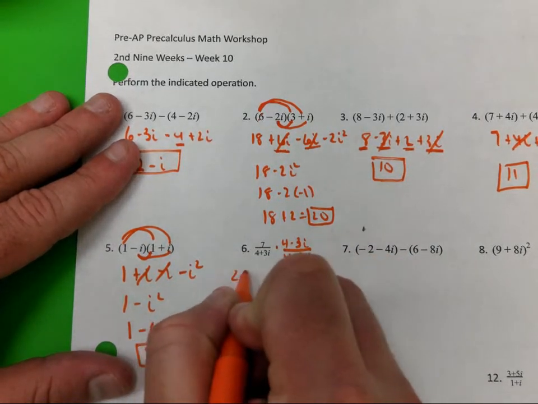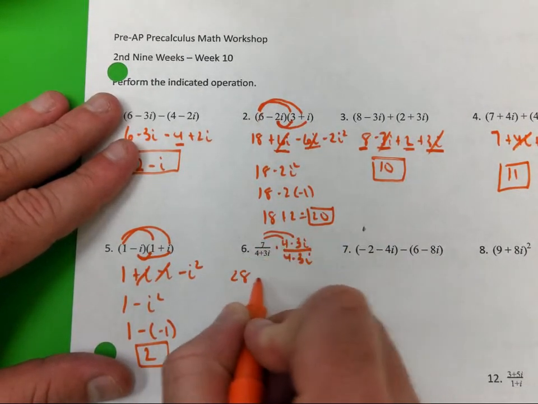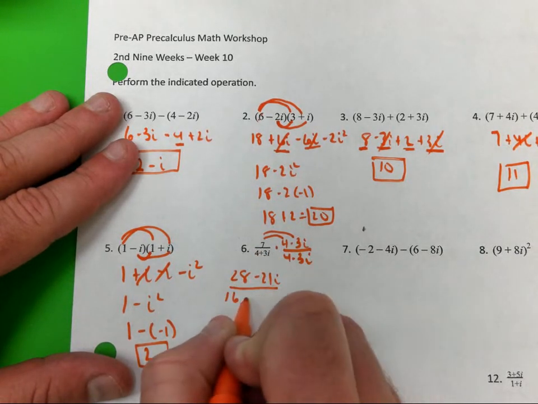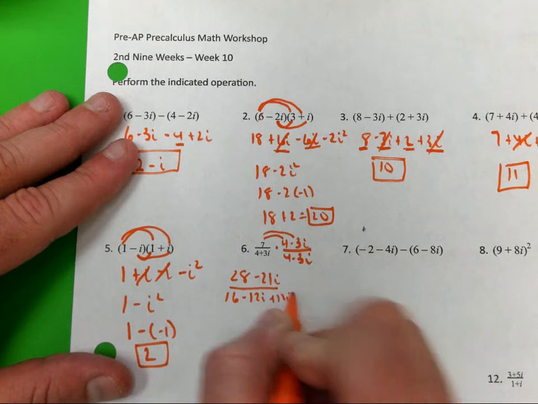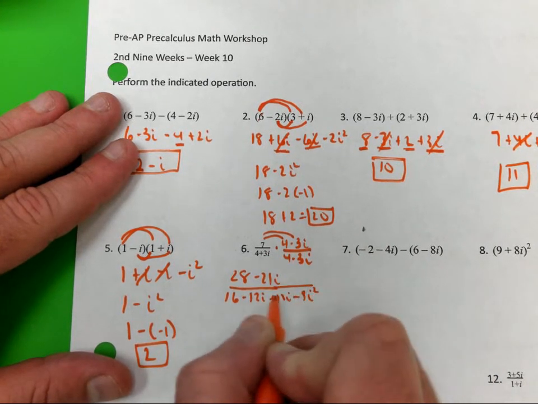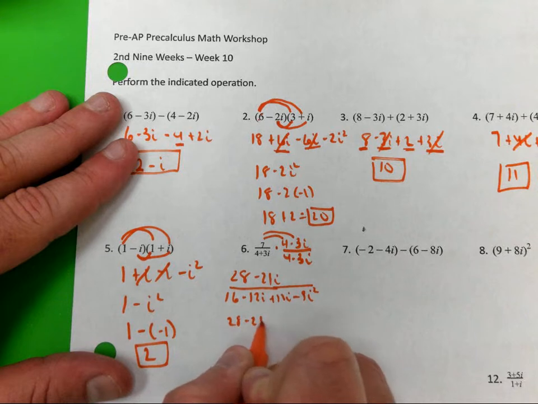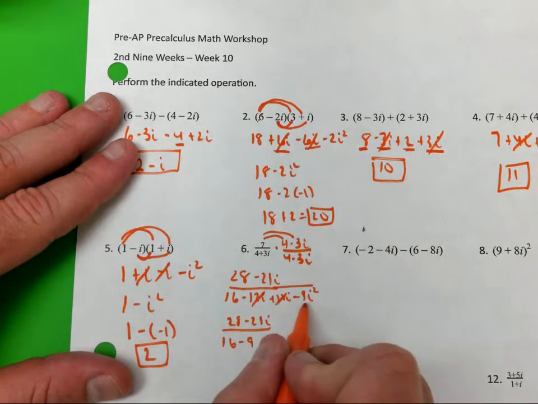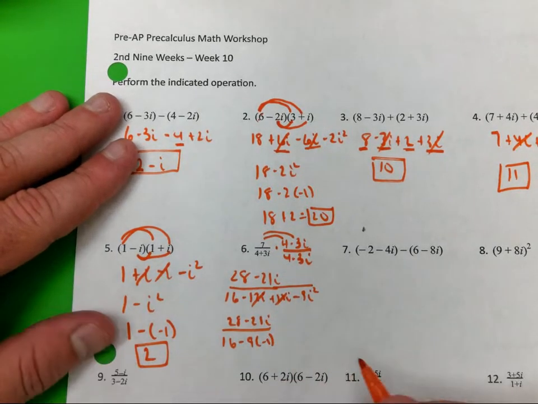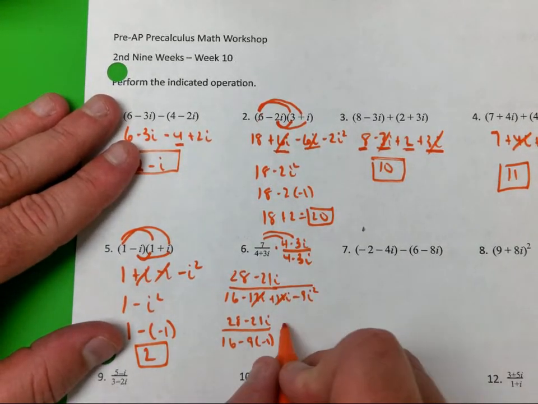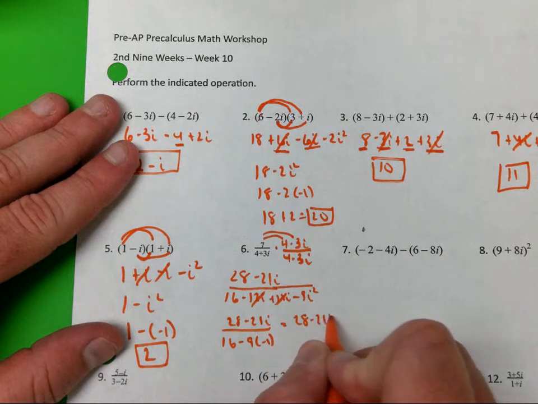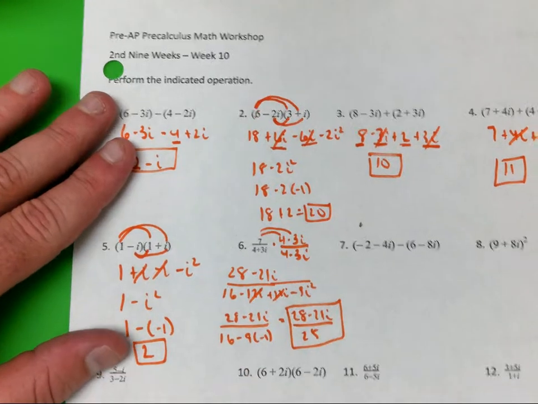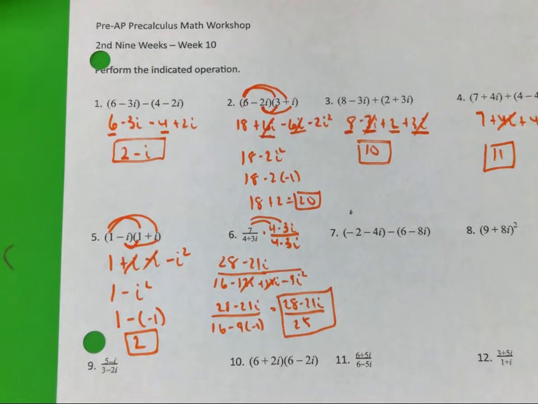So 7 times 4 is 28. 7 times negative 3i is negative 21i. 4 times 4 is 16. 4 times negative 3i is negative 12i. And so forth. So I have 28 minus 21i. These cancel out. I'm left with 16 minus 9i squared, which I'm going to substitute a negative 1 in for. That comes out to 28 minus 21i over 25. And there's no number I can take out of all 3 of those, so that is my answer. There's no i left in my denominator, so I'm good with that.